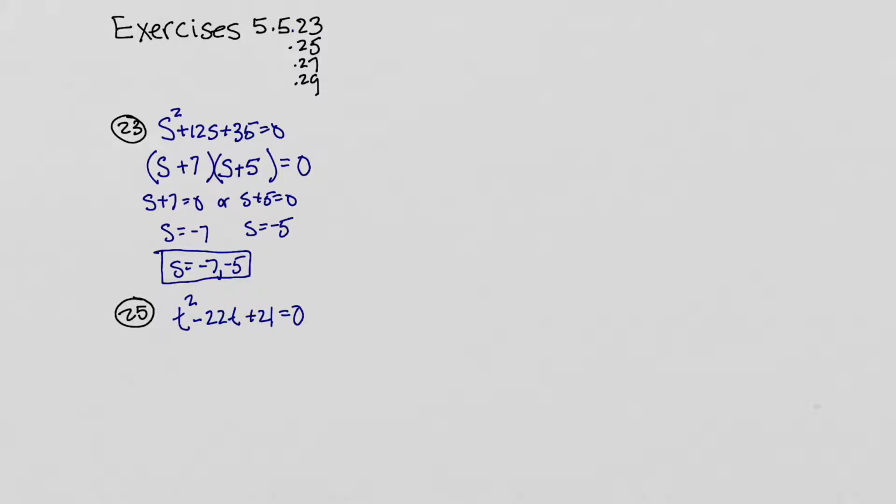Now, let's solve this equation here, number 25. So, nothing common all the way through, so let's factor. Here's our two sets of parentheses. How about a t and a t?